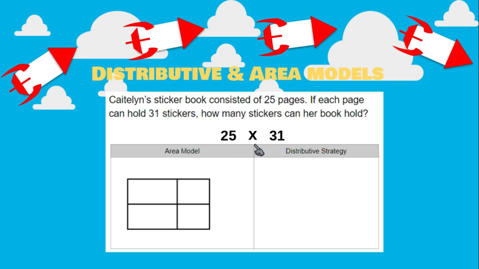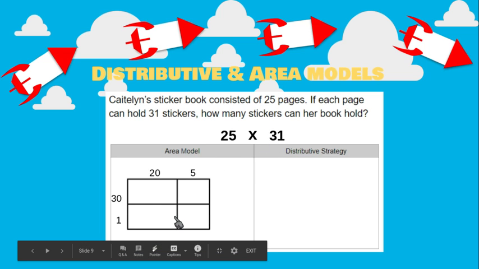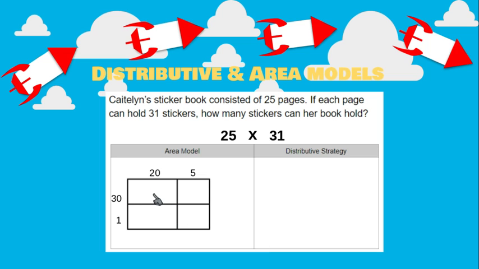So that looks pretty scary. However, it's not when it comes to the area model. So remember, I'm going to take this 25 and I'm going to expand it. So I'm going to have 20 and 5. I'm going to take this 31 and I'm going to expand it, 30 and 1. Okay. Then I'm going to get my partial products by multiplying 30 times 20.